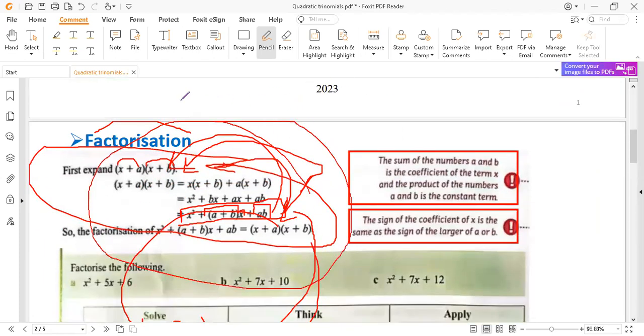We should go into the details and understand the details of this formula to know how to factorize any given quadratic expression.